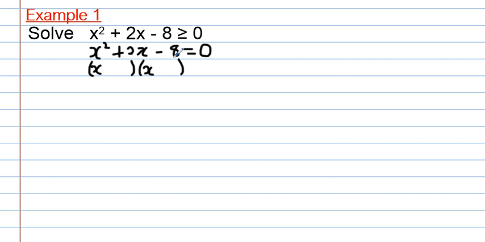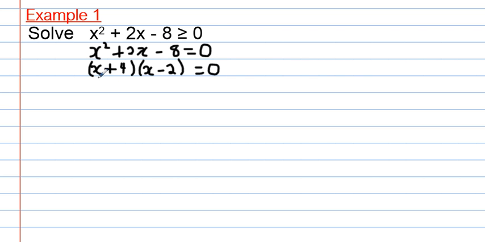Four times 2 is 8, but we need minus 8, so one of them will be a negative number. That'll give us x plus 4 and x minus 2. There's another video on factorizing quadratics; you can see that video to revise how to factorize. Okay, 4 times minus 2 is minus 8, and 4 minus 2 will give you 2, so that works.